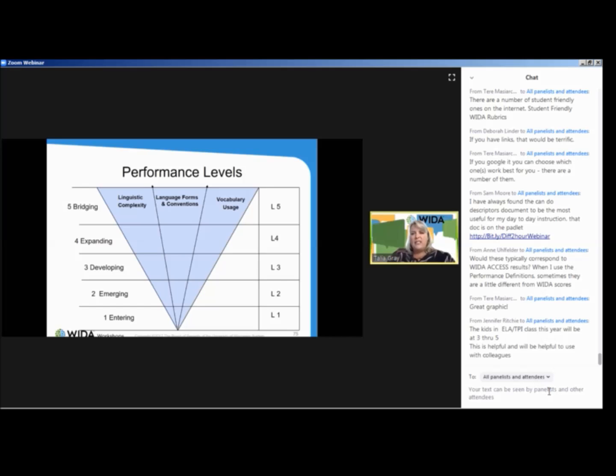I've used this as a tool to explain to general ed teachers why students sometimes take the ACCESS or work with their model test and still score a level 3. It's not them, it's the depth of knowledge that they should know. So, all right, let's shift our thinking now.